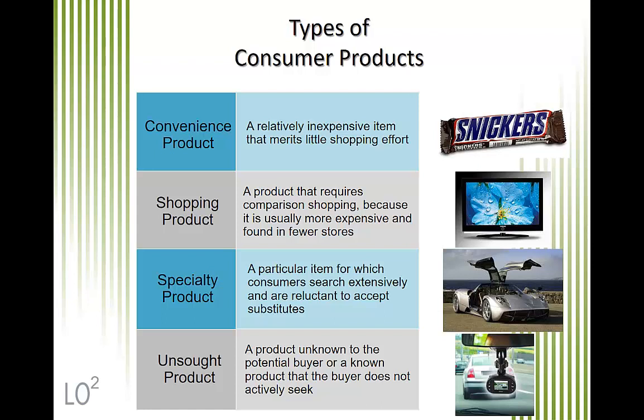Lastly, an unsought product is a product unknown to the potential buyers, or a known product that the buyer does not actively seek. For example, new products, insurance policies, burial plots, and encyclopedias. This slide shows a picture of a dash cam. I don't know how many of you have a dash cam or are interested in buying one, but it is quite popular in some other countries like Russia or China. So they are shopping products there, but in the States they are at a very beginning stage of consumption. So it can be an unsought product in the United States.